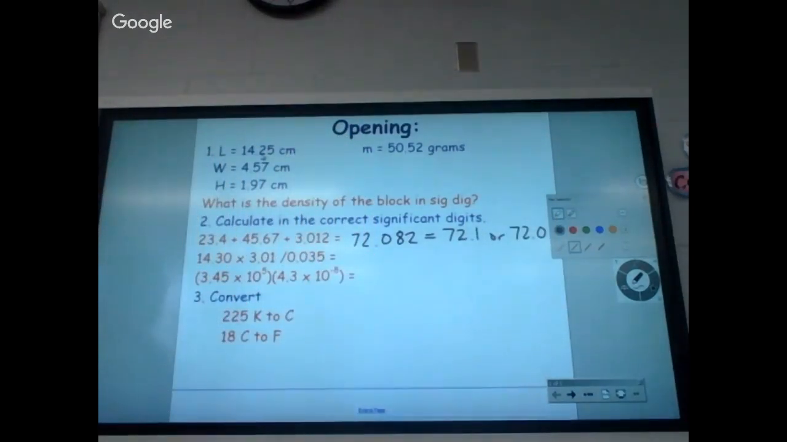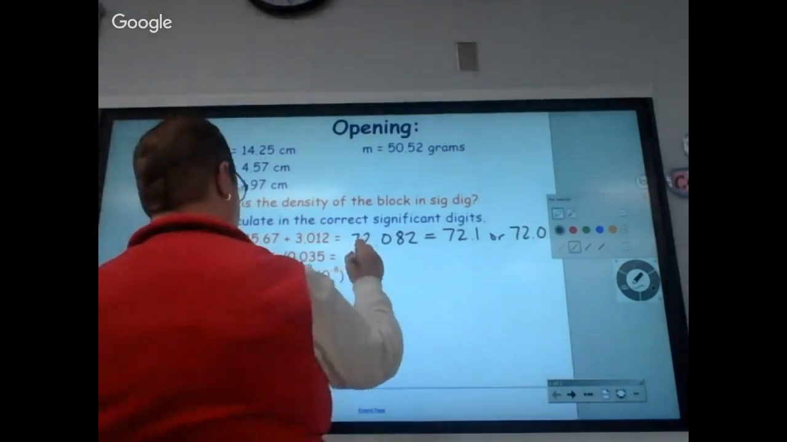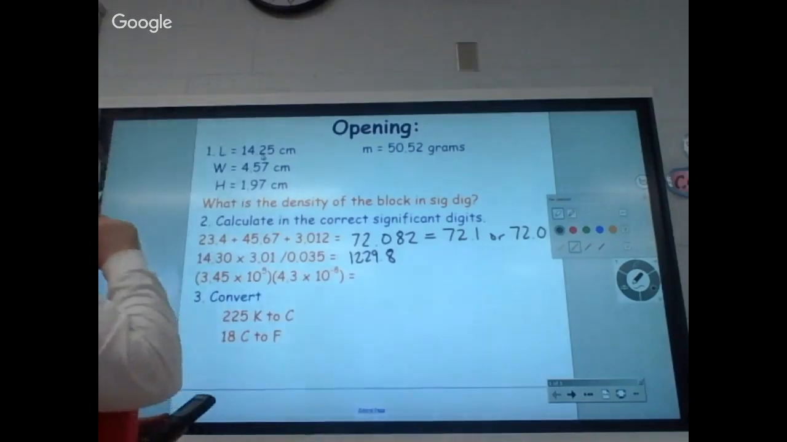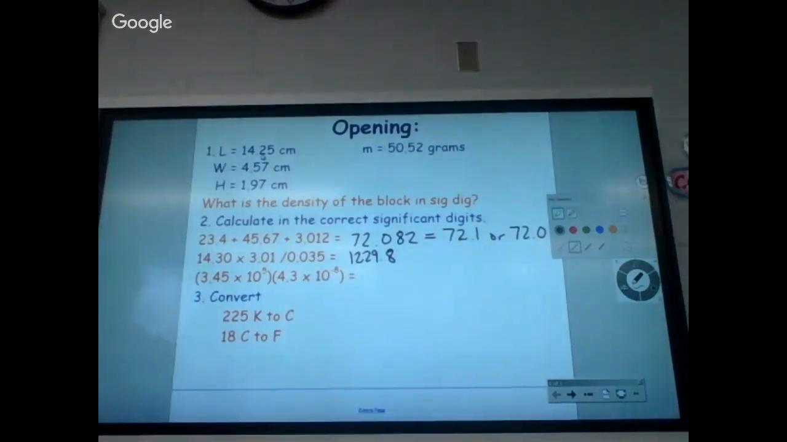All right. 14.30 times 3.01 divided by 0.035. I got 1229.8. All right, so the rule for multiplying and dividing.